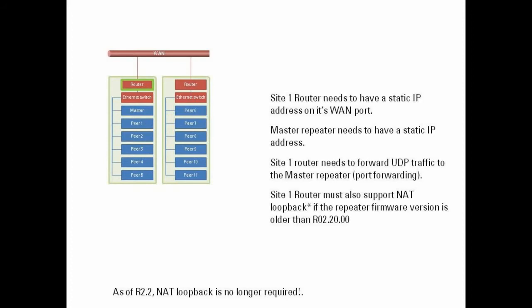In terms of configuration, the router on the site where the master is located needs to have a static IP address on its WAN port. The master also needs to have a static IP address. The router on this site needs to have port forwarding enabled to allow specific UDP traffic to be passed to the master repeater.